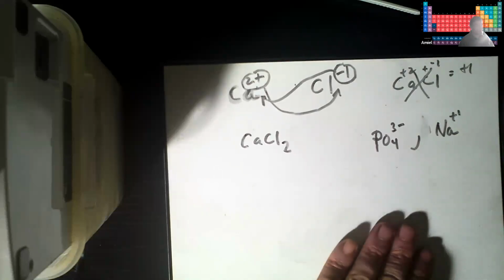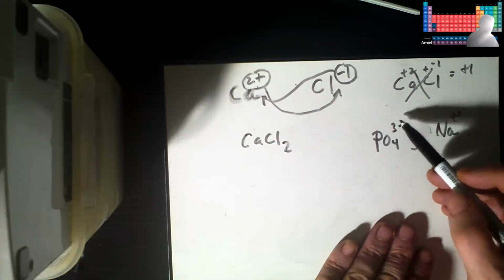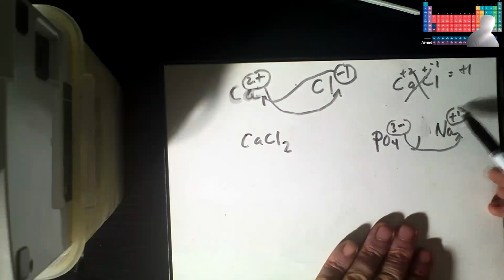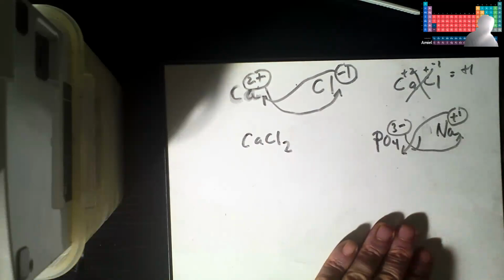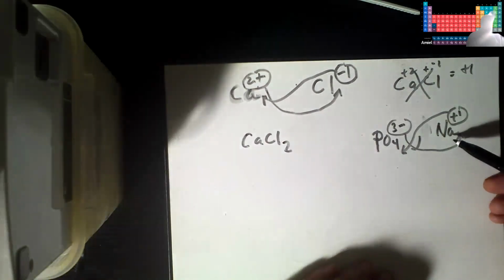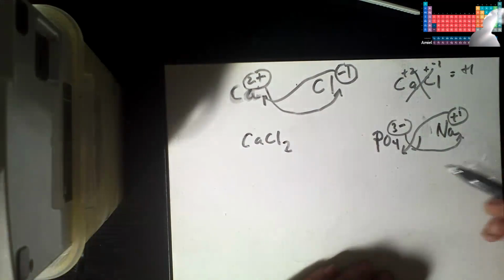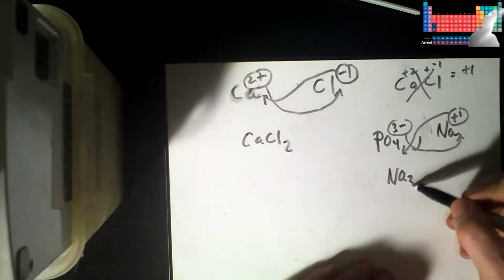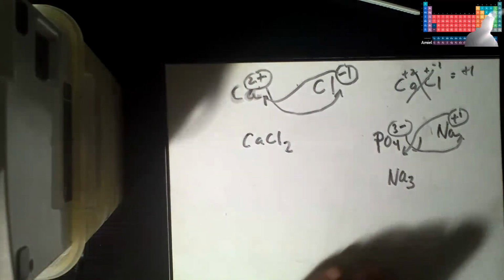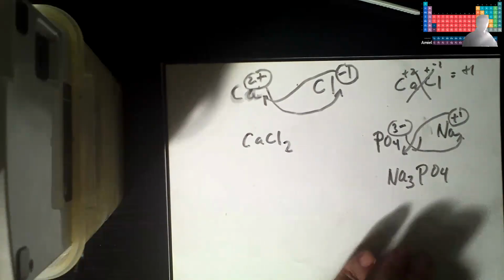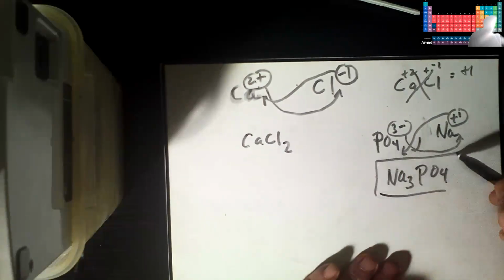So we play the same game. The charge on the first one becomes the subscript on the other one. I call it the old switcheroo. And so notice you always have to write the cation first. Cations get written before anions by convention. So this becomes Na3. Now I've got one phosphate, PO4, like that. Sodium phosphate.